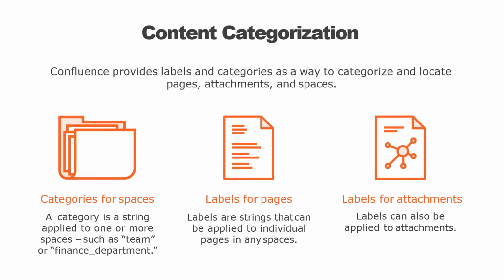In Confluence, basically each page we label, and as per the label, we categorize that. So remember, categories for space, labels for the pages, and also labels for attachments. So if you want to categorize the pages in your space, you have to do the proper labeling for the pages and attachments. This is how you categorize.